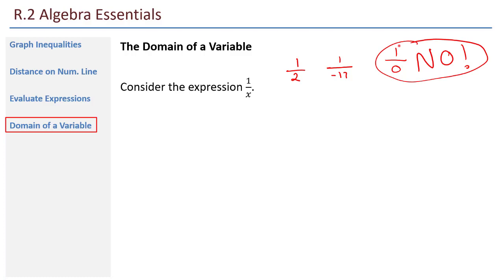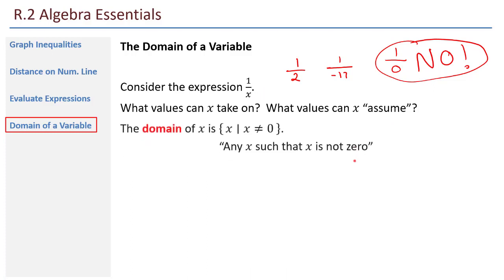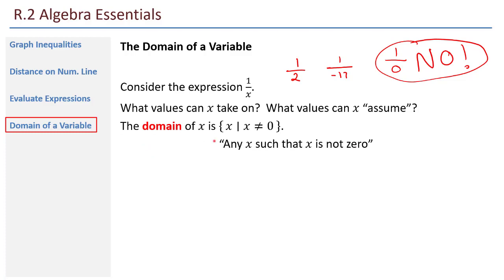Never divide by 0. So we often have an expression and we ask ourselves, what values can x take on? What's it allowed to be? What values can x assume? And in this example, x can be anything except 0. And so we say the domain of x is any x such that x does not equal 0. So this is kind of using set notation, kind of the fancy mathematical way of saying that. The trick is when you get to that vertical bar, that's when you read such that. So the domain is any x such that x does not equal 0.